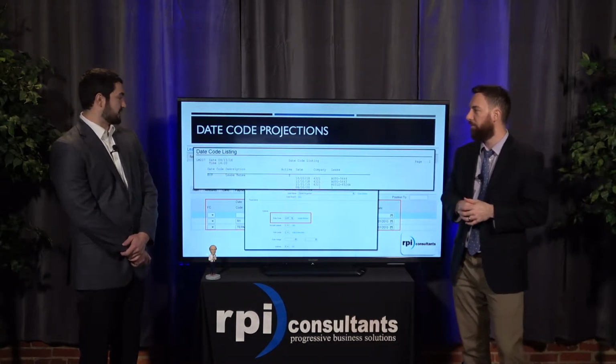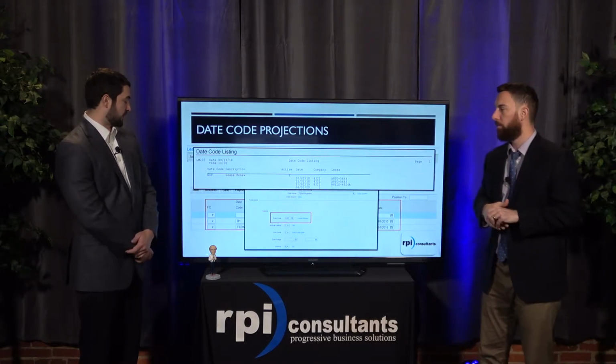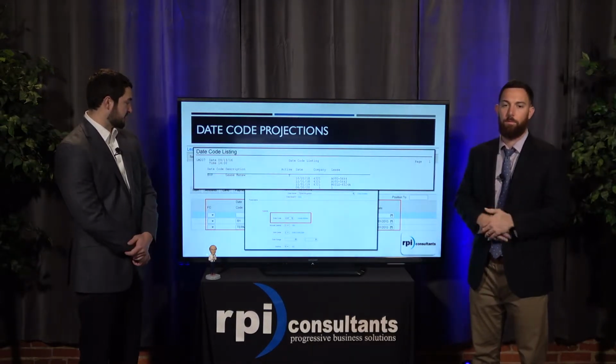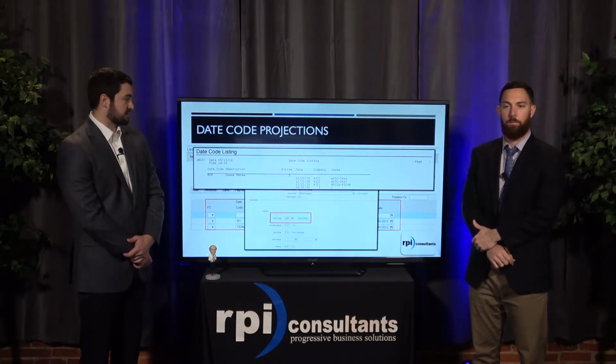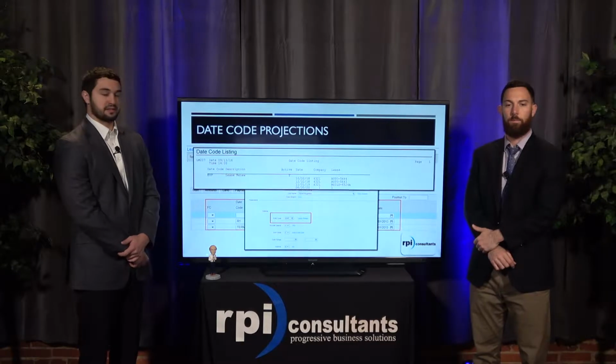Okay, we have the date code listing. So this is an example of the report. It has the expiration date code, the definition, the description for the date code, as well as the actual date and the lease assigned to that code.